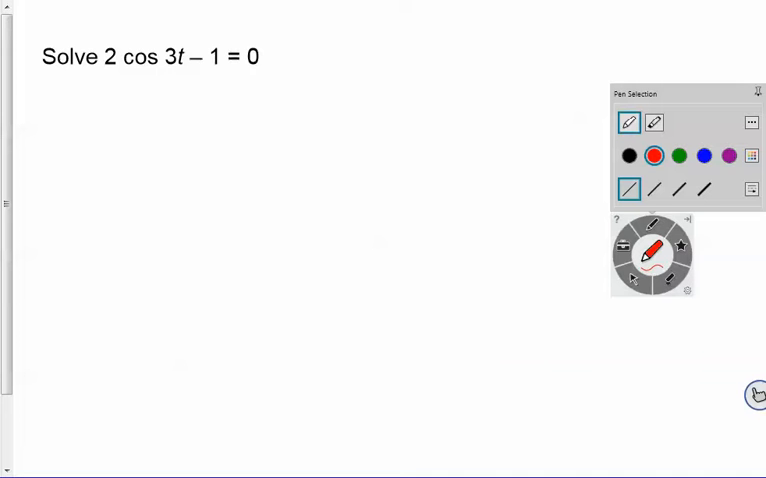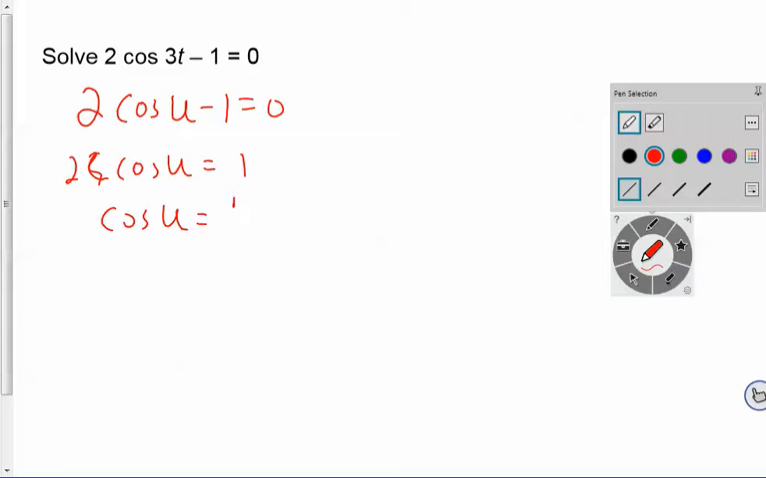Solve 2 cosine 3t minus 1 equals 0. Ooh, this one's sneaky, because of the fact that it has the 3t there. So I'm going to be real sneaky and do 2 cosine u minus 1 equals 0. So now I go ahead and add 1. So I get 2 cosine u equals 1. And then I divide. So I got cosine u equals 1/2.